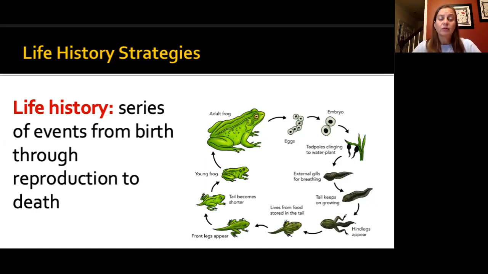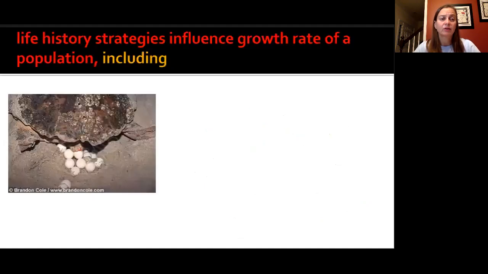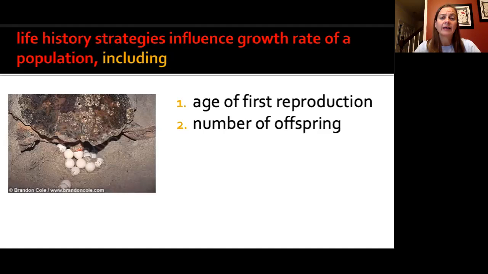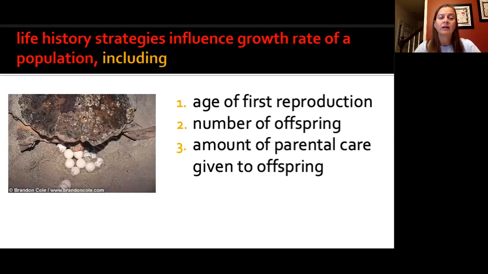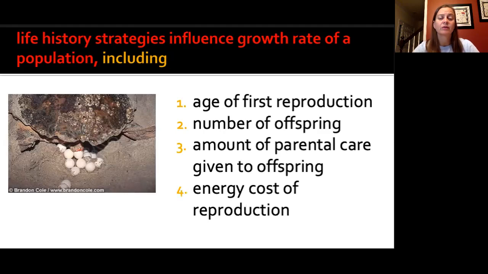When we talk about strategies for life history, we're really talking about reproductive strategies in large part. These strategies influence the growth rate of a population. Generally speaking, the age of first reproduction is very important to how quickly a population grows, as is the number of offspring each individual can have, the amount of parental care given to those offspring, and how much energy it takes to reproduce.